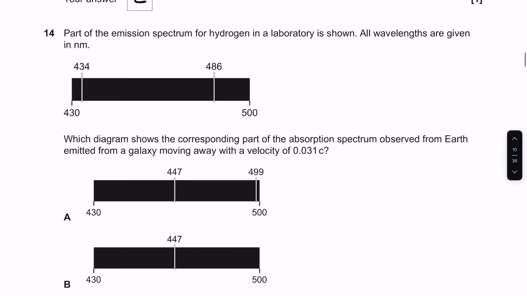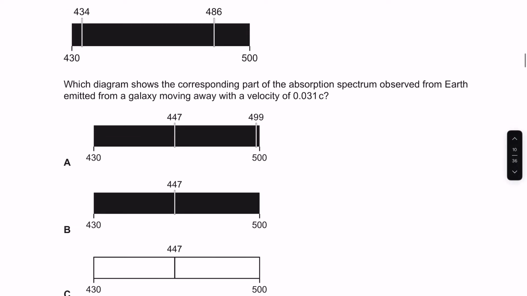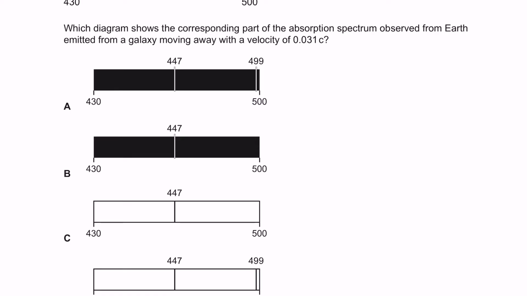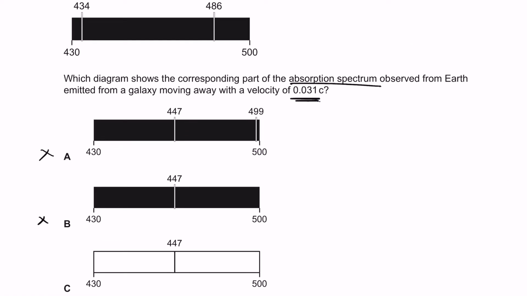Okay, question number 14. We have been given a part of the emission spectrum for hydrogen in a lab, and all the wavelengths are in nanometers. Which diagram shows the corresponding part of an absorption spectrum? So that means these two are out because these are emission. And then, well, for a galaxy that is moving away from us at that speed. Okay, so that is comparable to the speed of light. So this is Doppler effect. And what we can see is there's a change in the wavelength as it's red shifted. Okay, it's shifting towards this side in each case, as you can see.